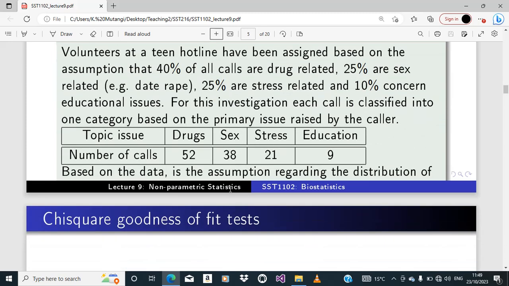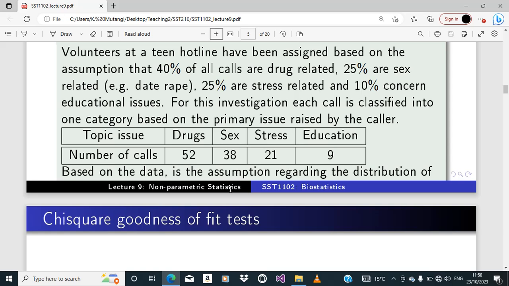Let's go to the second example. In this case, you have volunteers at a teen hotline who have been assigned based on the assumption that 40% of all calls are drug-related and 25% are sex-related, 25% are stress-related, and 10% concern educational issues. In this investigation, each call is classified into one category based on the primary issue raised by the caller. So you have that data set here.